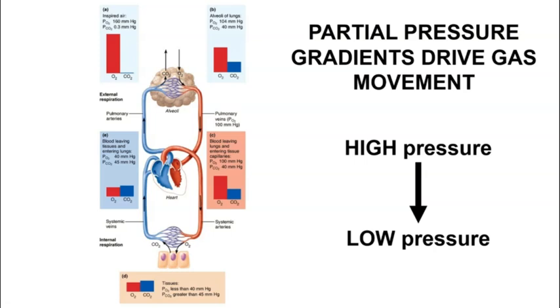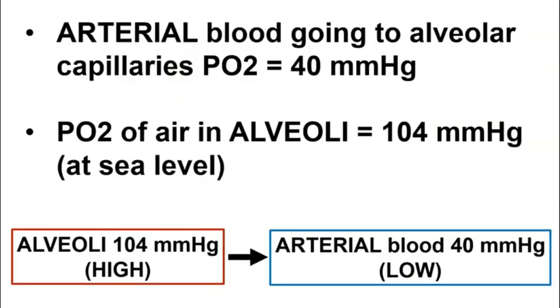So since oxygen diffuses into the bloodstream, having a high partial pressure of oxygen in the air that we breathe is going to be critical for its ability to diffuse into the blood. So the partial pressure of oxygen in the air we breathe must be higher than the partial pressure of oxygen in the blood of the pulmonary capillaries.